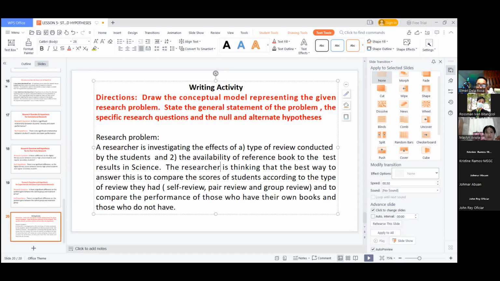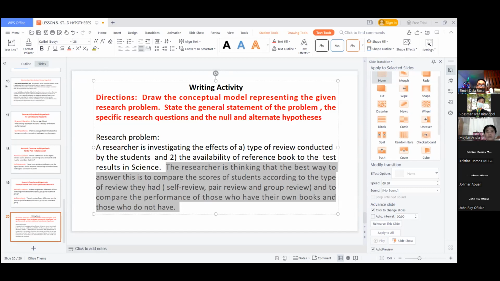Kasi kung hindi mo alam na ito ay ex post facto, mamamali ka ng pag-i-state ng research question. Dahil, di ba, sabi natin kanina sa mga examples natin, the way we state the specific research question depends on the kind of quantitative research designs that we are trying to employ. So may guide na tayo. Malamang ito ay comparison. Kahit natanggalin ko itong part na to, may clue ka pa rin na ex post facto.